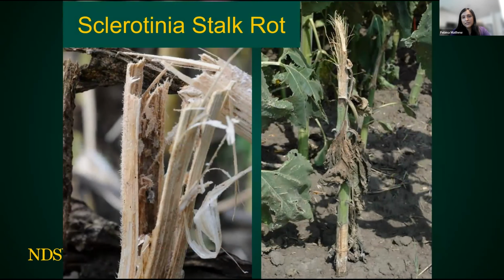And then this is Sclerotinia stalk rot. This is when the fungus has infected the middle portion of the plant, and the plant tends to be fairly brittle and just kind of crushes. If you hold it with your hand, you can actually crush it. And if you were to examine the interior, you would see a lot of those black bodies.